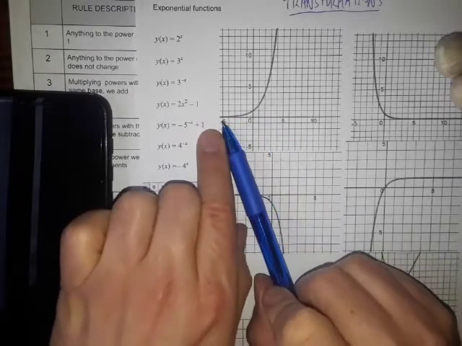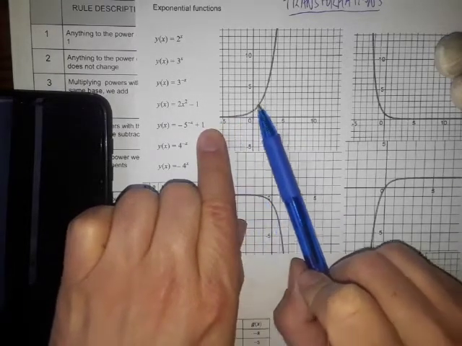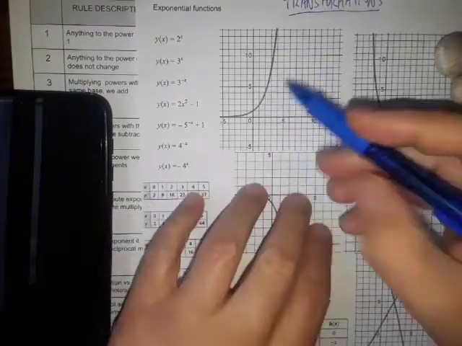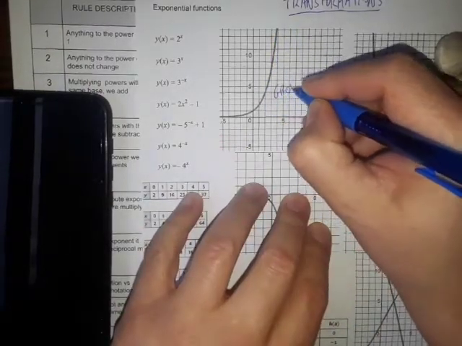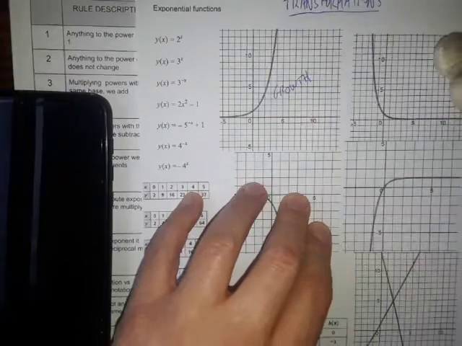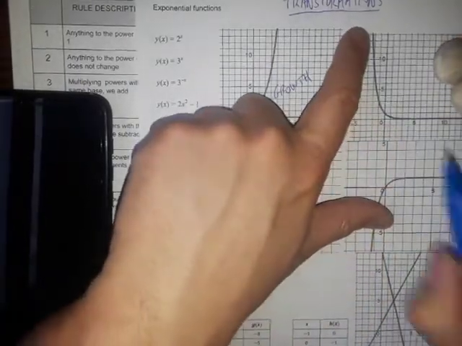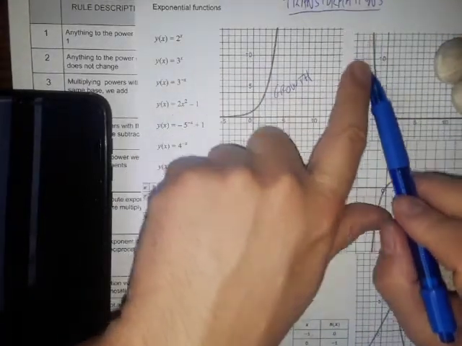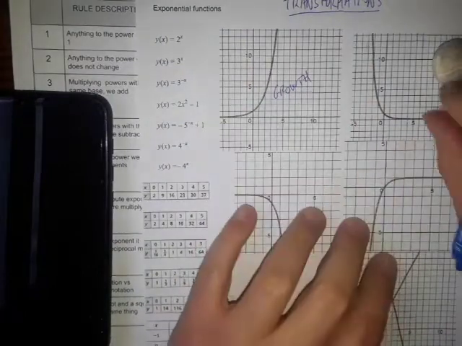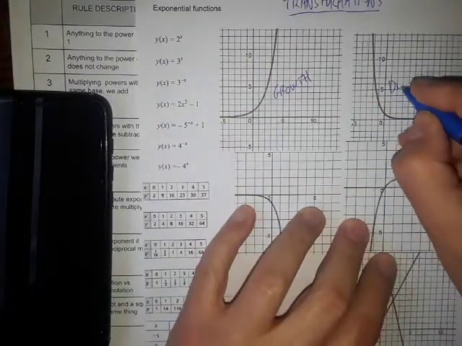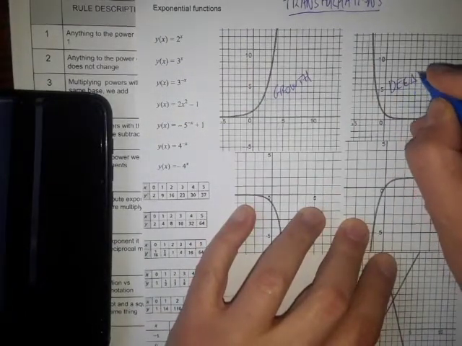So okay, is this a growth or a decay? It starts here, low number, and it goes really far up. So this is going to be growth, right? What about this one? This starts at a high value and it goes down. This would be decay, right? Okay.